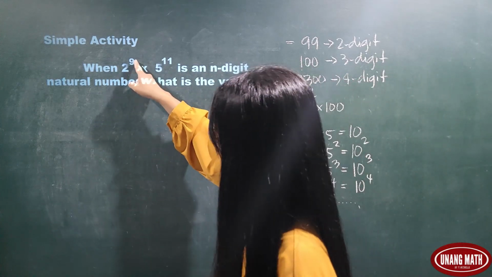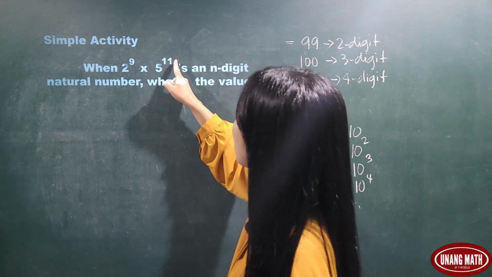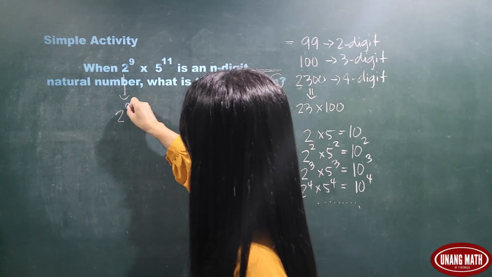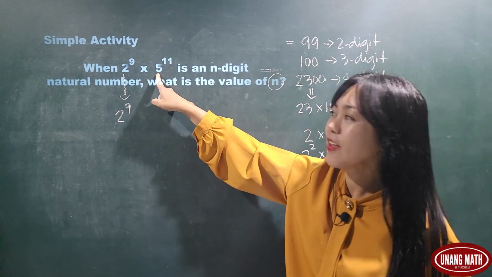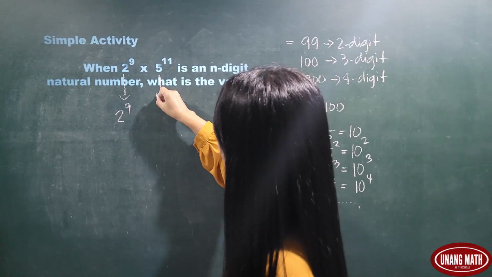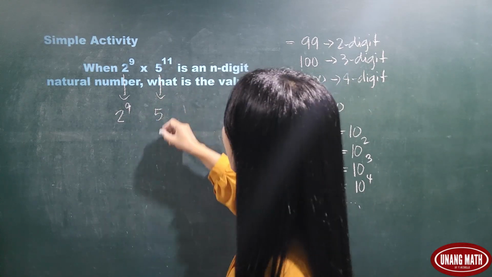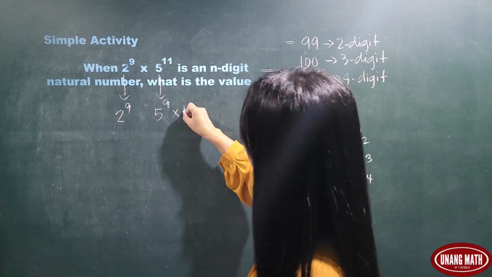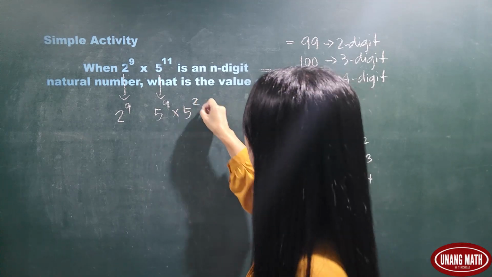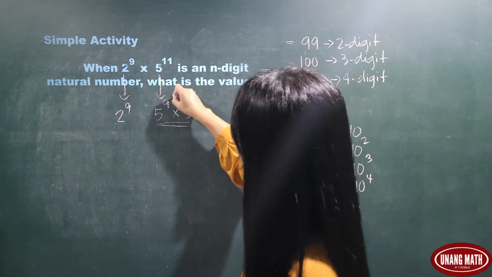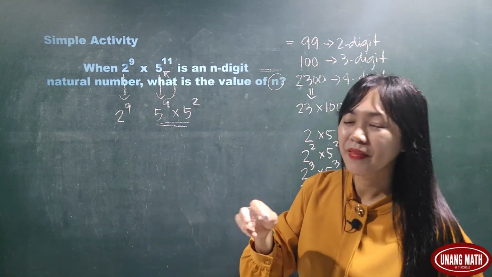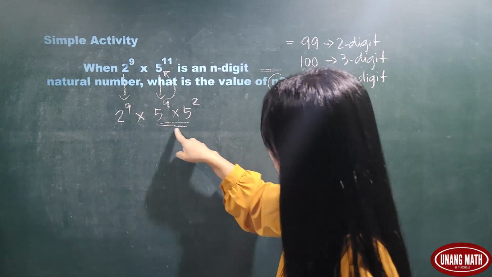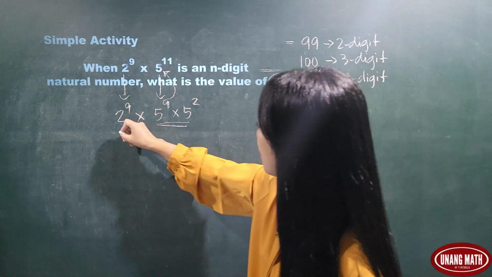We have here 2 raised to the power of 9 times 5 raised to the power of 11. Copy 2 raised to the power of 9. 5 raised to the power of 11 is just the same as 5 raised to the power of 9, and we still have 5 raised to the power of 2. So this is just equal to 5 raised to the power of 11. So this is 2 raised to the power of 9 times this one. Look at this one.